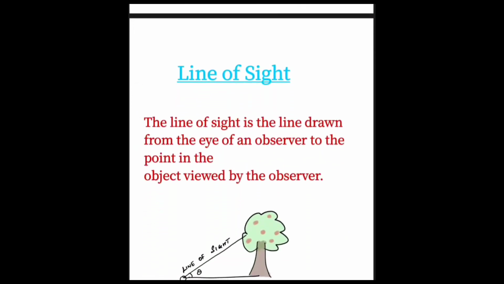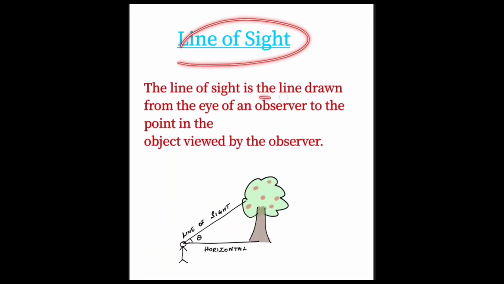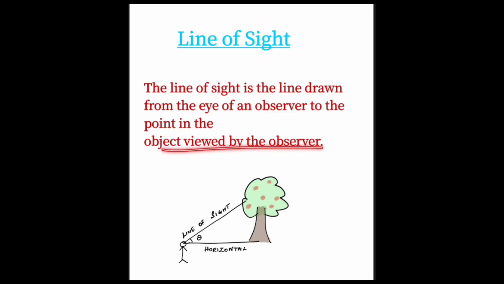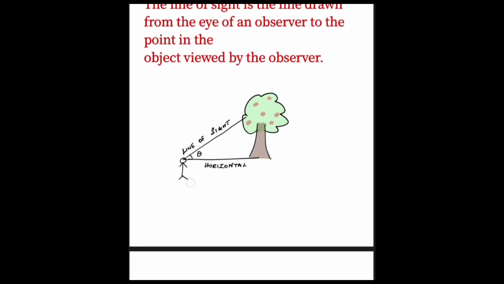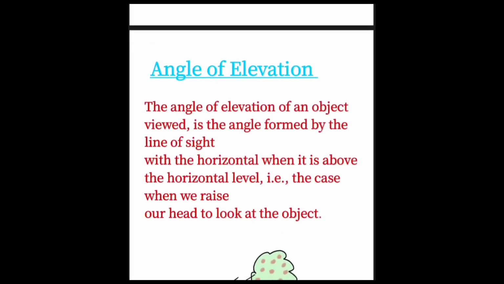Line of sight. Line of sight is the line drawn from the eye of an observer to the point in the object viewed by the observer. Let us consider this is a person, this is the eye level. Line of sight is the line making with the horizontal when the observer sees an object. Here it is a tree. This is the line of sight and this is the horizontal, and the angle made is called the angle of elevation. Let us see what is angle of elevation.